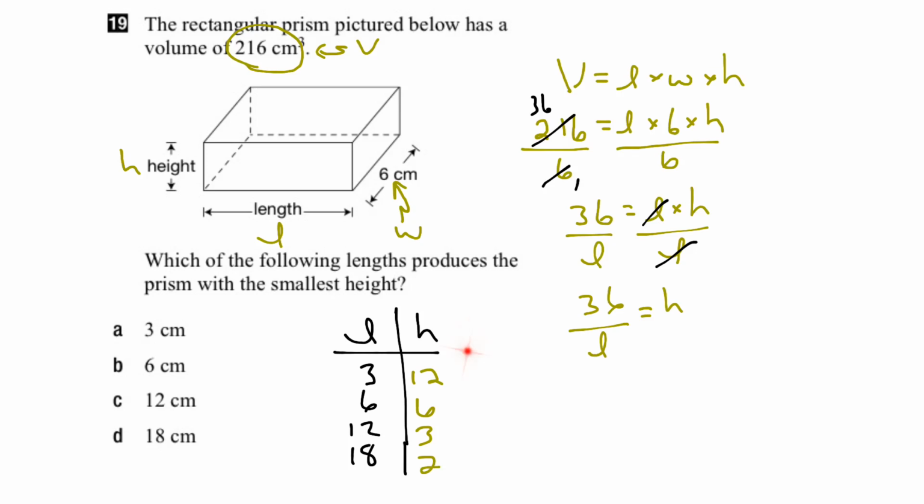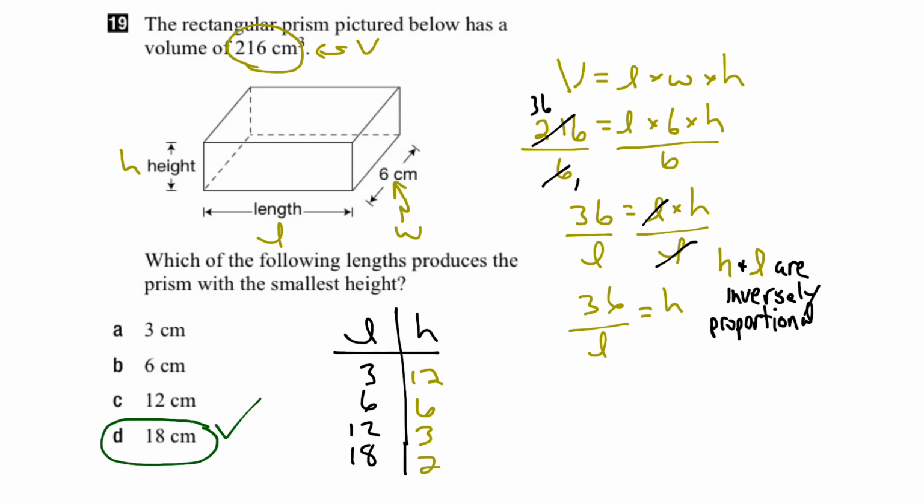So when we look down our list of options, we can see that the smallest height occurs when the length is 18 centimeters. And that makes sense because when we look at our equation here, we can see that h and L are inversely proportional. That means as L increases, h will decrease, and vice versa. And so the correct answer is D. And again, the reasoning being that you would expect the height to be the smallest when the length is the largest.